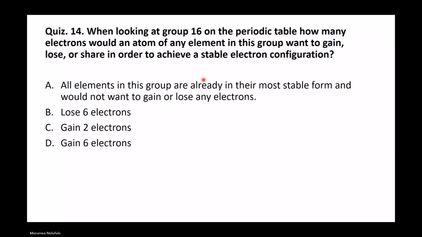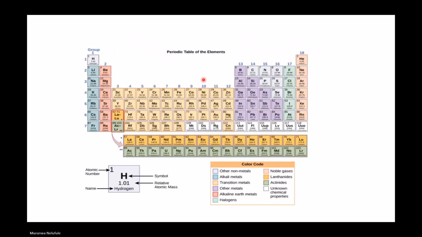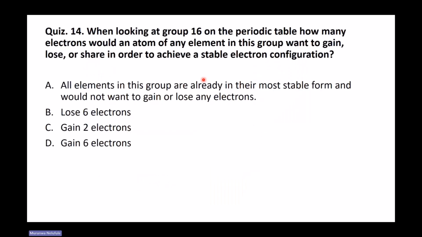C, gain 2 electrons. Which is C. Yes. Anybody else? Can you go back to the periodic table so that I can confirm? Group 16? Yes, it's C. 2 electrons, since oxygen has a valency of 6 electrons. We all agree it's C.